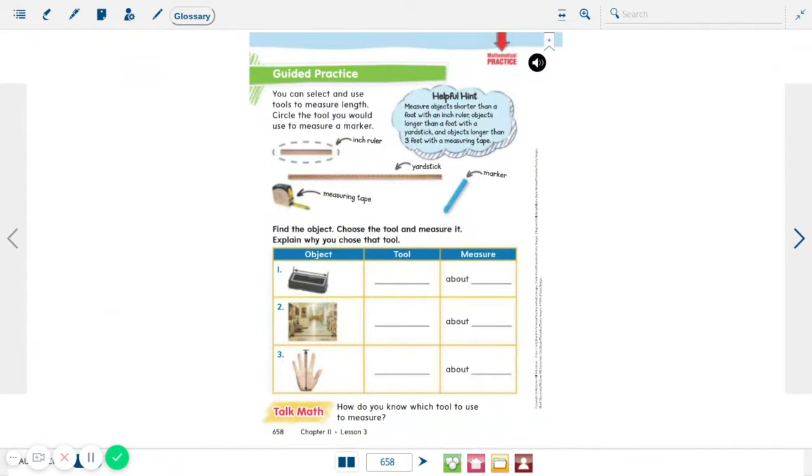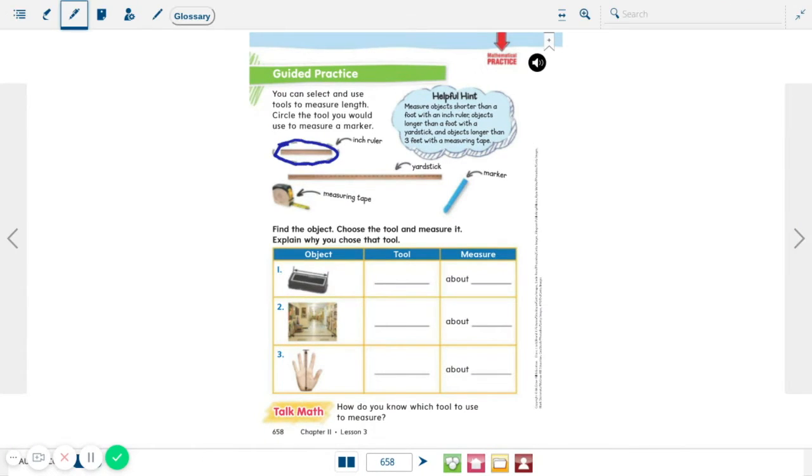Now let's turn to the next page. It says you can select and use tools to measure length. Circle the tool you would use to measure a marker. So we have an inch ruler, a yardstick, or a measuring tape. And our helpful hint is measure objects shorter than a foot with an inch ruler, objects longer than a foot with a yardstick, and objects longer than 3 feet with a measuring tape. So for a marker, what we would use to measure it is an inch ruler. So go ahead and circle that.